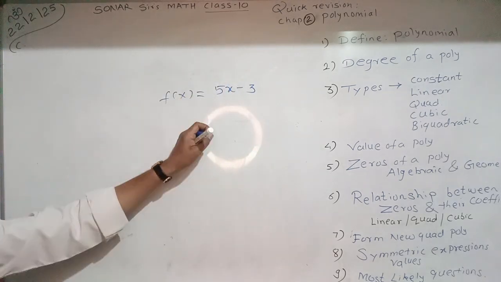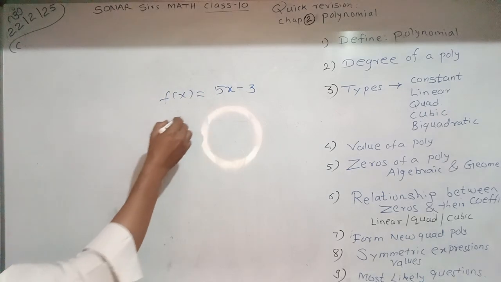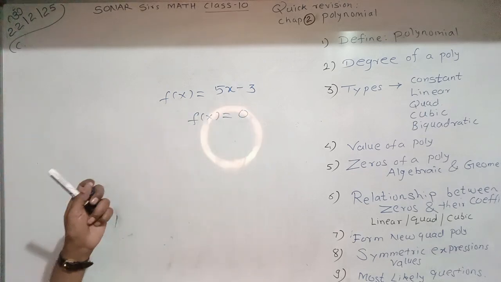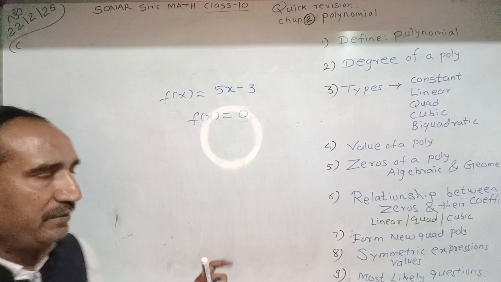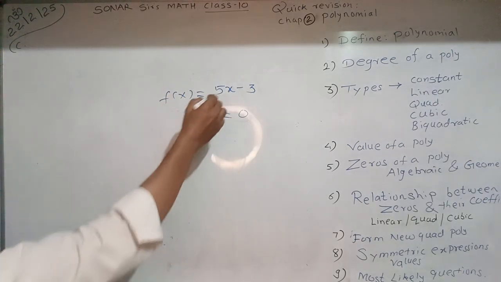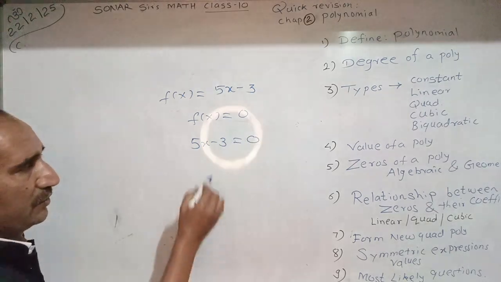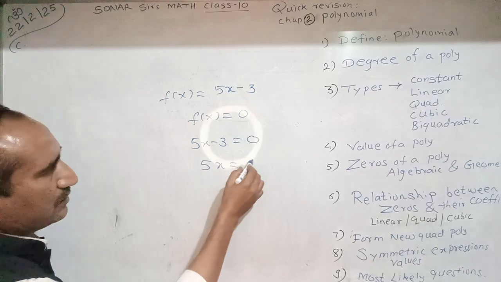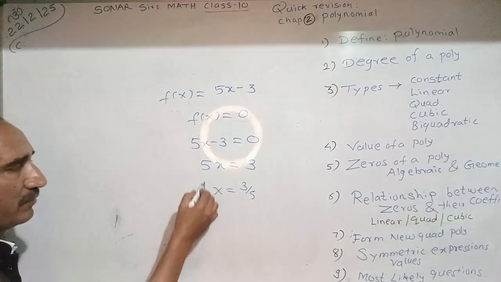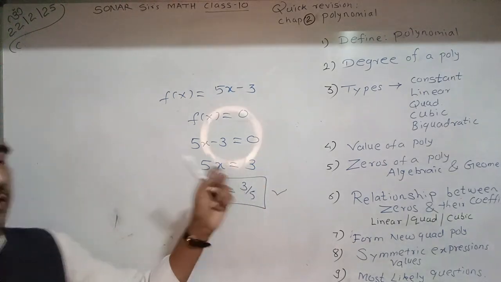Now, if we want to find the value of this zero of this polynomial, then we have to equate it with 0. For finding the zero of a polynomial, we equate the polynomial with 0. So 5x minus 3 equal to 0. So it becomes 5x equals 3 and x is equal to 3 upon 5. So this term is called the zero of the polynomial.